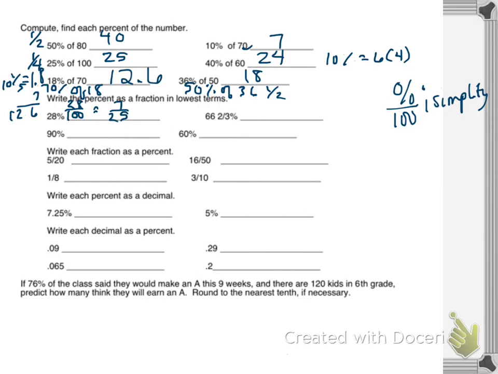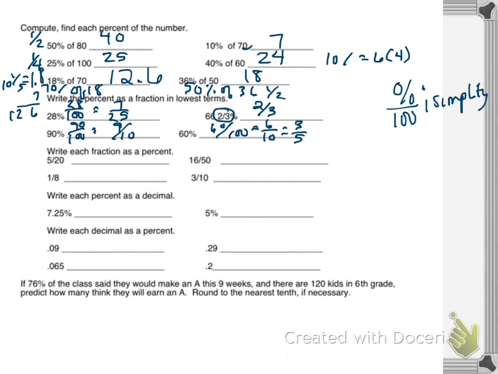66 2/3%. This was in our book. This was one we needed to memorize. The fraction is right there. 2/3. 90 out of 100 reduces by 10 to 9/10. And 60 out of 100 is just going to be 6/10, which is 3/5.